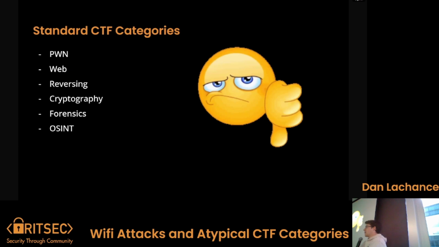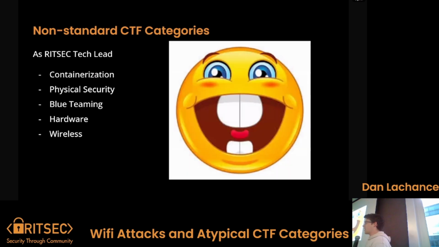All right. So standard CTF challenges or categories. You have PWN, web, reversing, cryptography, forensics, OSINT, and all of those. I think they're a little bit overdone. So when I make CTF challenges, generally I try and do different stuff. And whether that's my choice or it just happens is kind of up to fate.